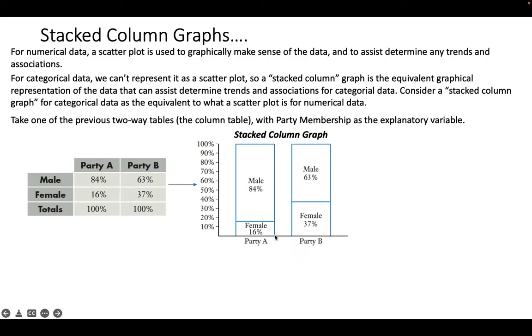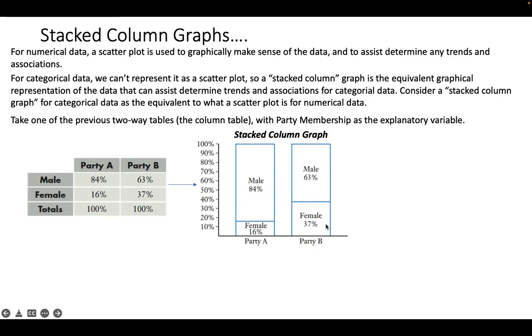Each column is then made up of the response variables, so the males and the females, okay? And each column has the same height because we're not talking about actual values or numbers here, we're talking about proportions or percentages. So party A is made up of males and females, so obviously added together the height of that column is 100%, likewise for party B. When it's represented this way, it can be easier to visually determine any trends and associations between the variables.